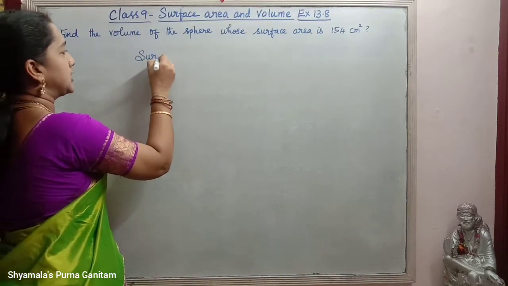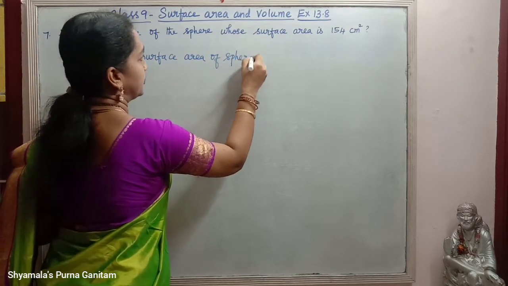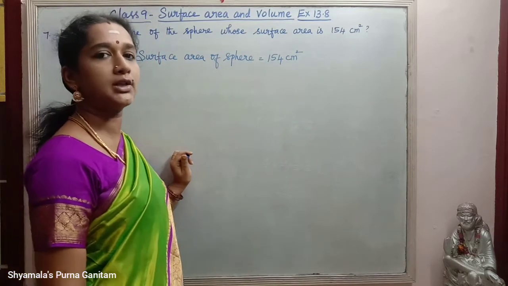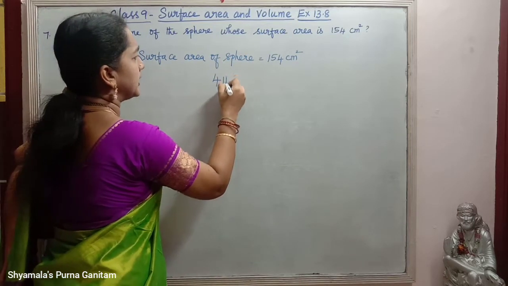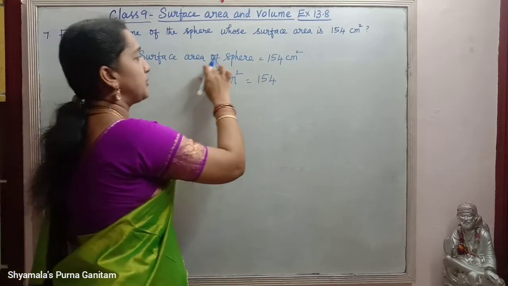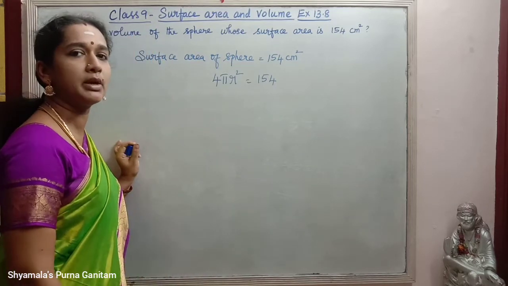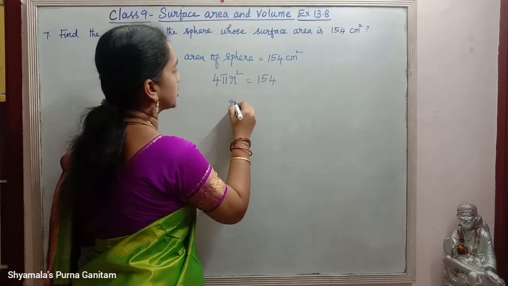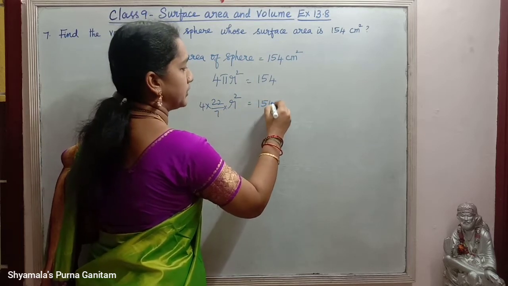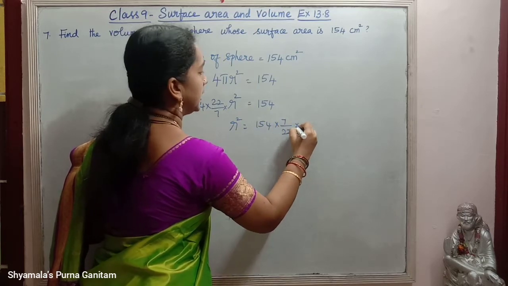So in the question, the surface area of the sphere is given as 154 centimeter square. We know the formula for surface area is 4 pi r squared. So 4 pi r squared is given as 154. When we simplify this, we will get the value of r. The radius we will get, and that radius we will substitute in the volume formula to find the volume. So 4 into 22 by 7 into r squared is equal to 154. So r squared is equal to 154 into 7 by 22 into 1 by 4.